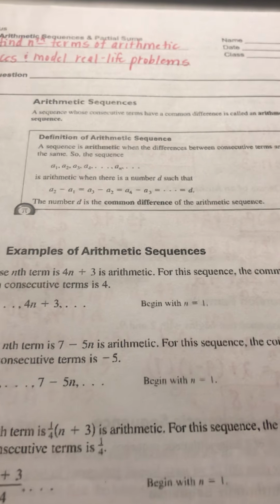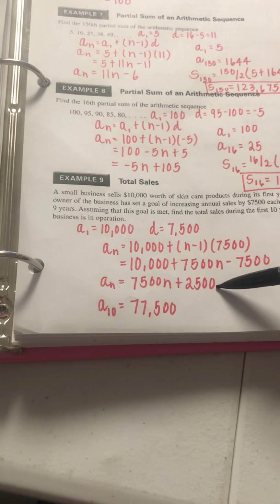Okay, last one, example 9, talks about a business that sells $10,000 worth of skincare during its first year. So that means A1 is 10,000. The owner has a goal of increasing sales by 7,500 each year. So D is 7,500. Assume that this goal is met. Find the total sales during the first 10 years. So I'm going to write my formula down. AN, how much did I start with? 10,000 plus N minus 1, and my difference is 7,500. I distribute to get this step, combine like terms in this step.